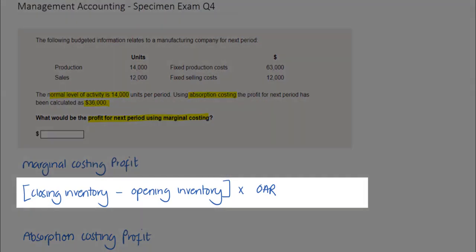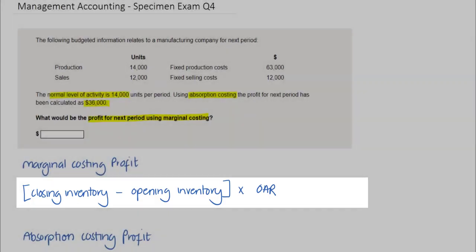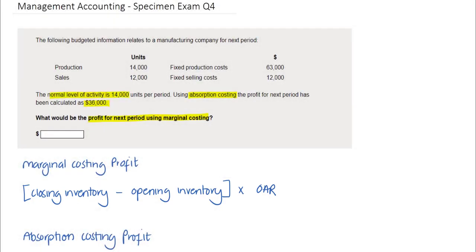The difference between closing and opening inventory multiplied by the overhead absorption rate will always give us the profit difference between the marginal and absorption costing profit. In this question, you have been provided with the absorption costing profit, so let's actually plug that into our equation below.